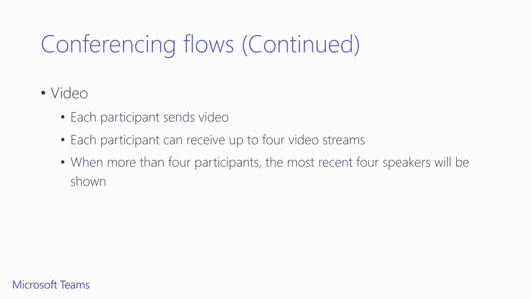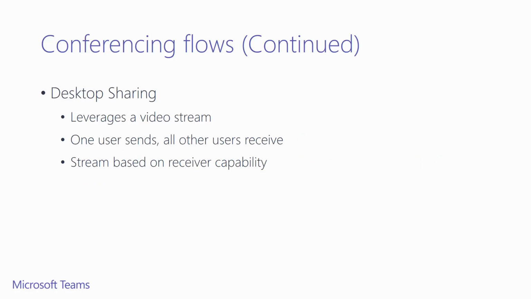Now for video, everyone will send up their video to the conferencing unit, and everyone will receive at most 4 video streams of the 4 most recent speakers. During screen sharing, only one person will be uploading a stream. The conferencing unit will redistribute the stream to all participants.